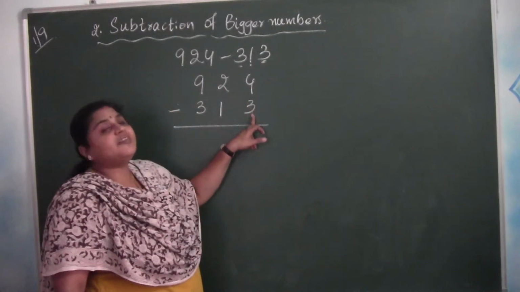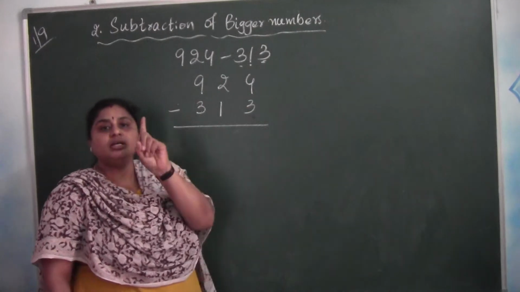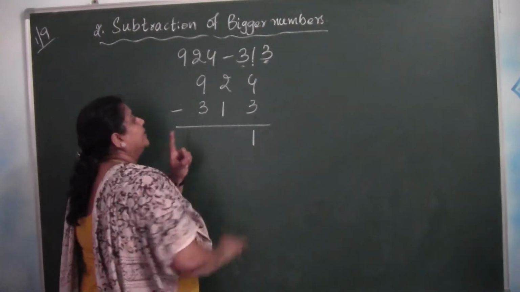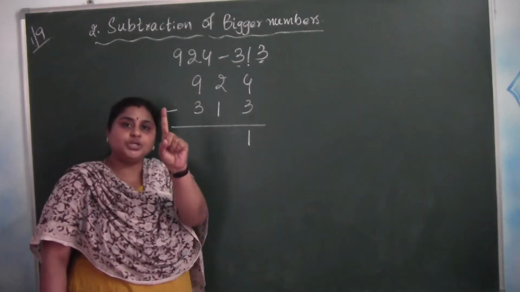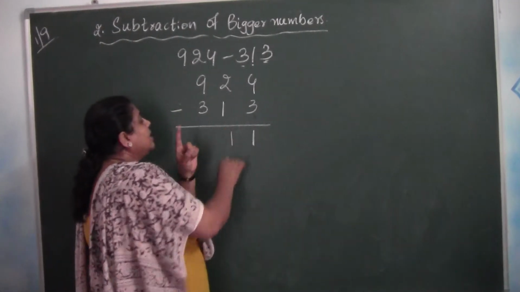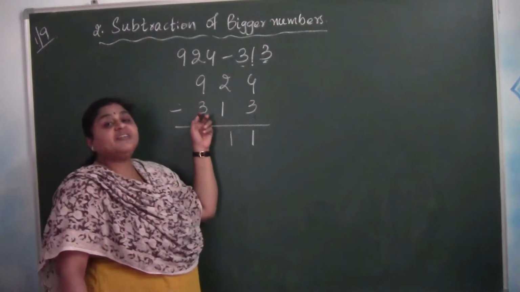From 4 take away 3. After 3, 4. 1. Then from 2 take away 1. After 1, 2. How many fingers? 1. Then from 9 take away 3.